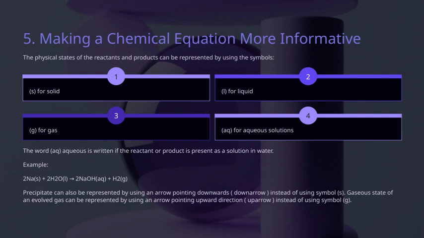A downward arrow, called a down arrow, indicates a precipitate forming, while an upward arrow, up arrow, shows that a gas is evolved. For instance, in the reaction shown here, sodium reacts with water to produce sodium hydroxide in aqueous solution and hydrogen gas, which is represented by the arrow pointing upwards. By including these symbols, we make the chemical equation more detailed and easier to understand, providing clearer insight into what's happening during the reaction. This helps us communicate the process more effectively and accurately.